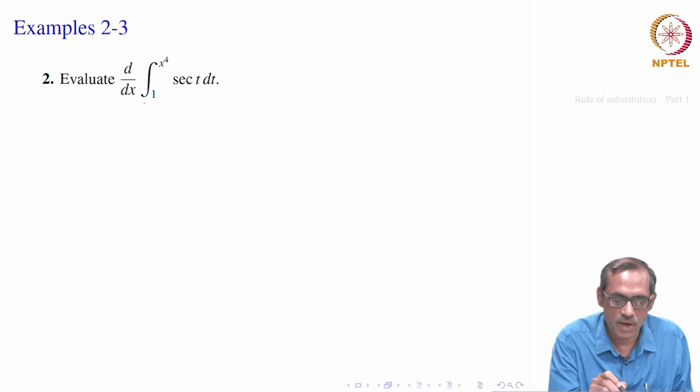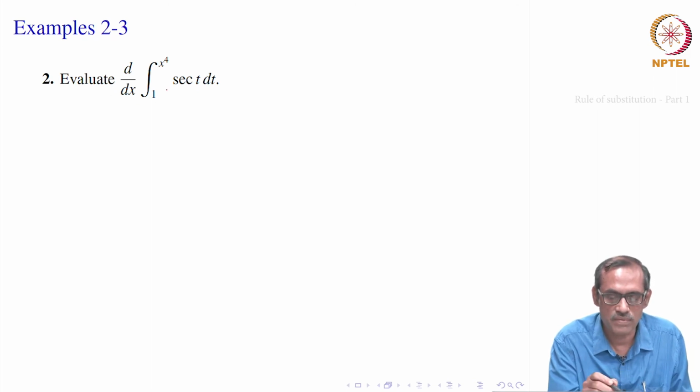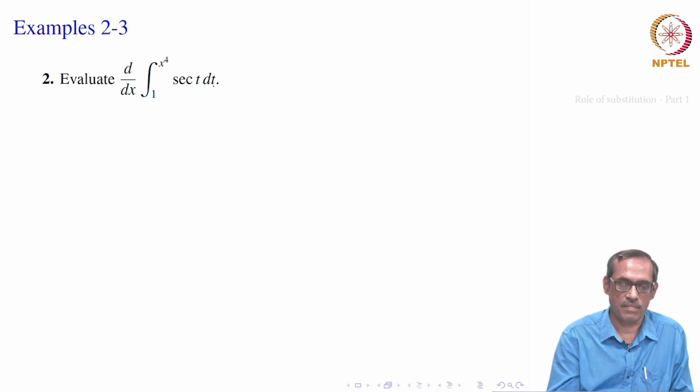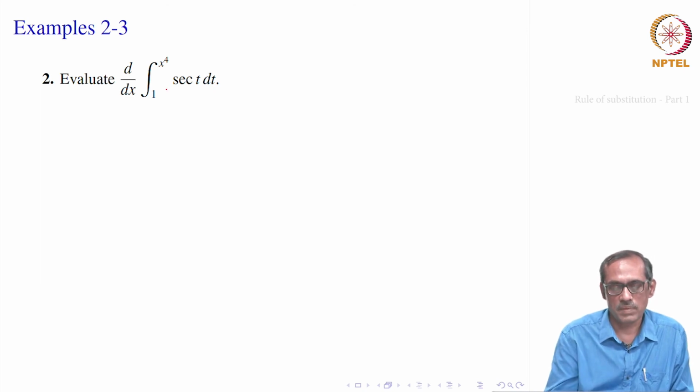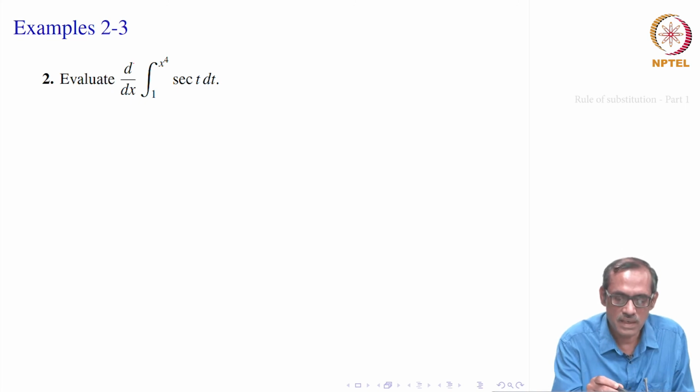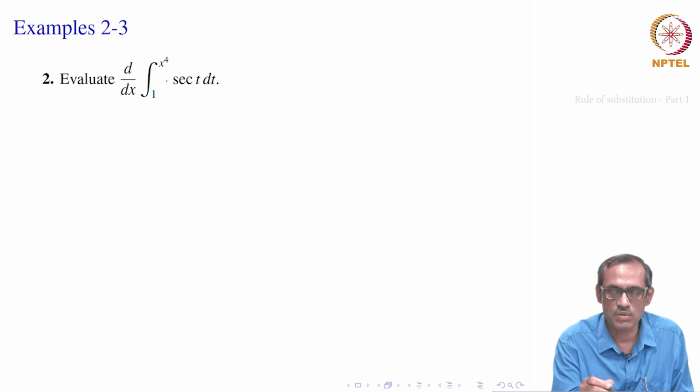Evaluate the derivative with respect to x of the integral from 1 to x to the power 4 of sec t dt. Sec t dt will be difficult to integrate, right. We do not have a formula. Had it been secant square, yes, we could have done it, it will be tan, but it is secant t dt. So, maybe we have to use the fundamental theorem, but the fundamental theorem says d by dx of the integral from a to x, but here it is x to the power 4.